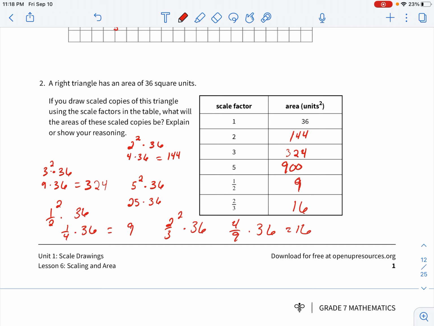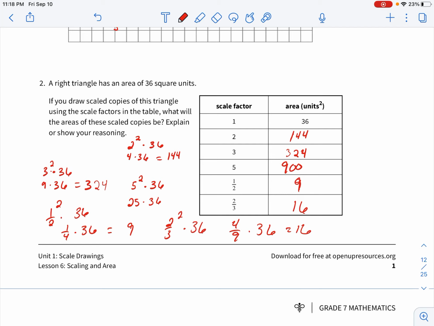Okay, same thing with the fractions. We're going to square those scale factors with a fraction, then multiply that by 36. When you square 1/2, you get 1/4, because 1/2 of a half is 1/4. 1/4 times 36 is 9. And really that just becomes 36 divided by 4.